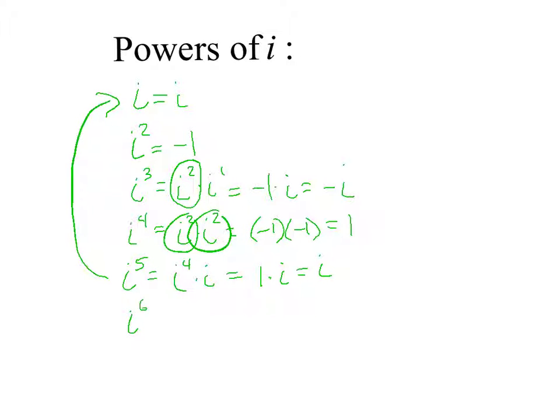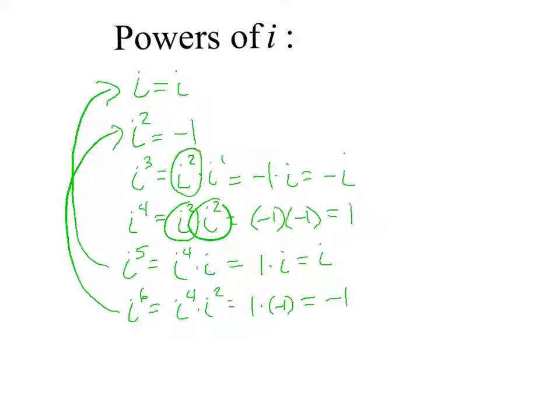And if I go i to the sixth, well, that's going to be i to the fourth times i squared. i to the fourth is 1. i squared is negative 1. And 1 times negative 1 is negative 1. So i to the sixth is the same thing as i squared. And we can keep on going.